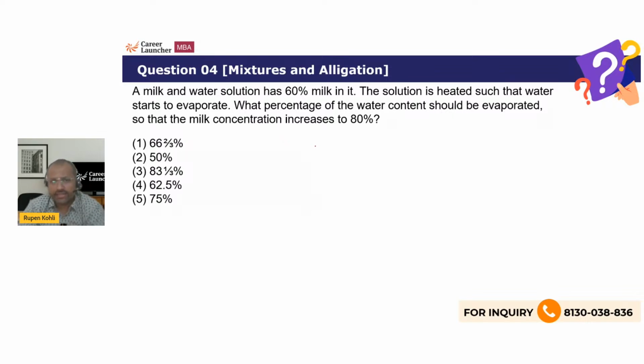So this has 60% milk, right? If we take the initial volume as 100, what does that mean? Milk is therefore 60 and the rest of 40 is water. That is the total of 100 initially. So therefore water will evaporate. What percentage of water should be evaporated? Milk content is now 80%, right? So milk is 80%. Milk is not going to go anywhere. Milk is going to stay put, right?